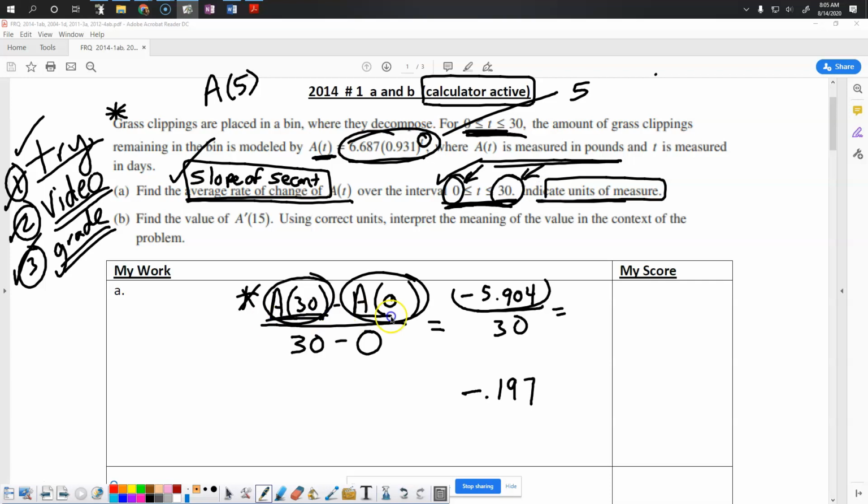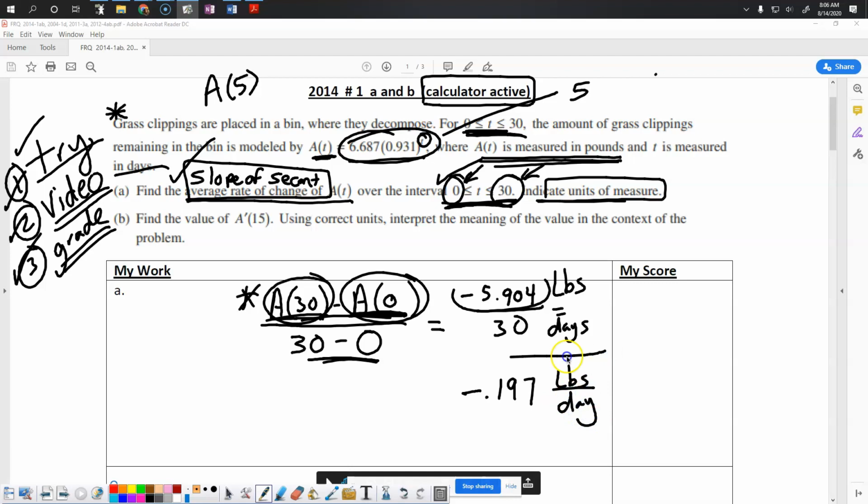Well, what does A represent again? In the word problem, A is measured in pounds. So the top of this fraction is pounds. The bottom numbers, 30 and 0, those are days. And so my answer is negative 0.197 pounds per day. So what this means is that we have grass in a trash can, and it's decreasing, because it's negative, it's decreasing at a rate of 0.197 pounds every day.